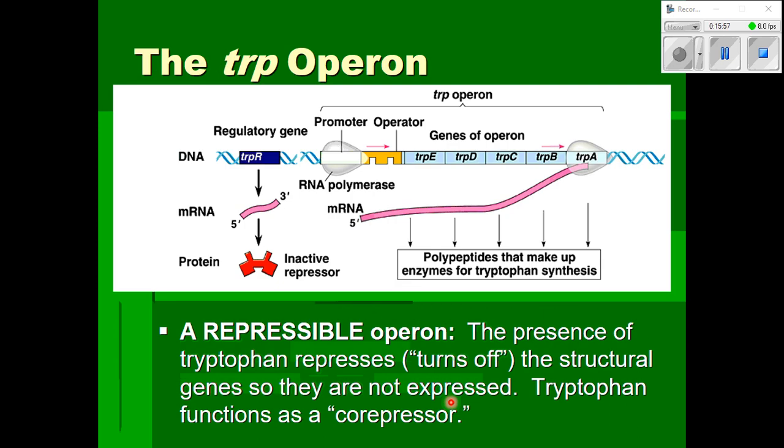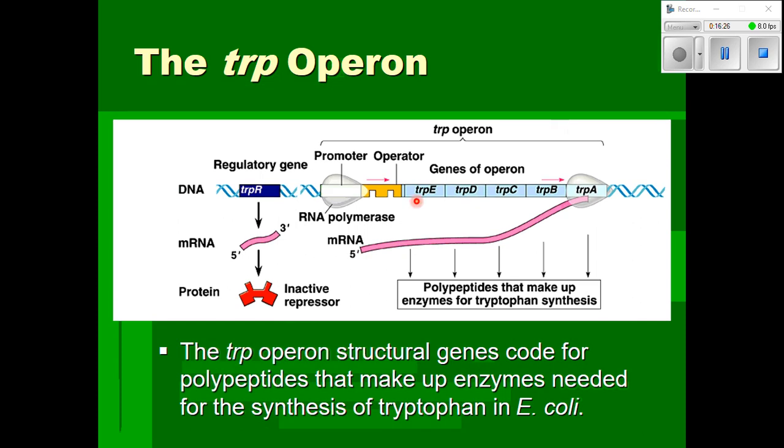Okay, so the first operon we're going to look at specifically is the TRP operon. TRP is short for tryptophan. So this is an example of a repressible operon, because the presence of tryptophan is going to repress the genes. When tryptophan is present, the genes right here are going to be switched off, and they're not going to be transcribed. The structural genes that I'm pointing to right here, TRP E, TRP D, TRP C, B, and A, those structural genes code for polypeptides, which make up enzymes for tryptophan synthesis.